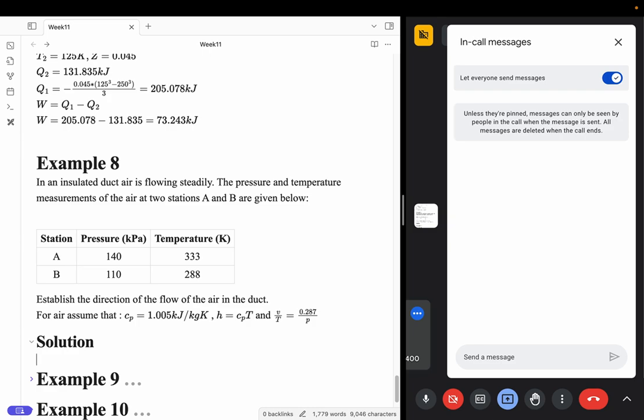This again is a straightforward application of your second law. So you have an insulated air duct, so the net Q should be 0, in which air is flowing steadily. The pressure and temperature measurements are given. Establish the direction of flow in the air duct. So is it flowing from A to B or B to A? So how do you know that? Basically, you'll assume the process is from A to B, calculate delta S and see if it is positive or not. If it is negative, then it will be from B to A.